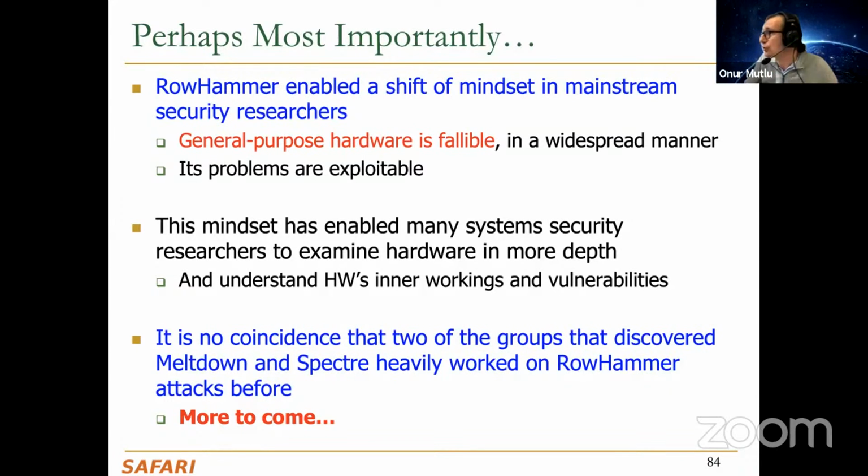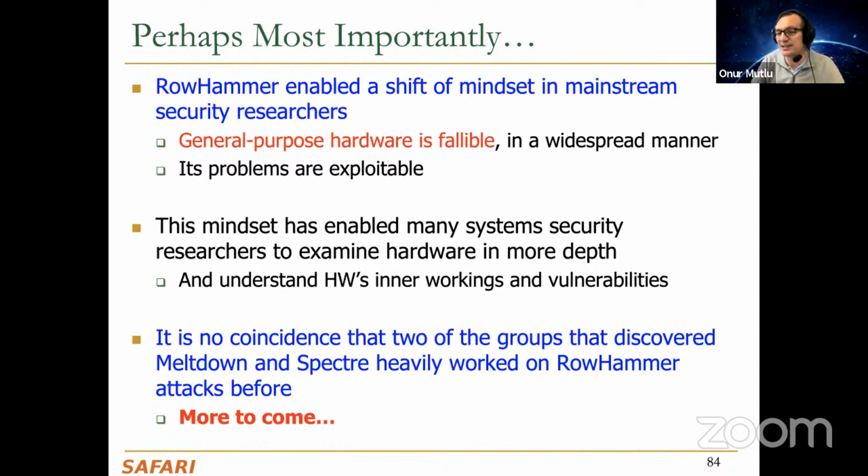In RowHammer, you don't need to take over the system. You can just do bit flips and corrupt some information. If your goal is just to corrupt some information, you just keep doing RowHammer, right? And you will corrupt some information. Whereas with Spectre, you cannot do that because Spectre doesn't really cause a bit flip.